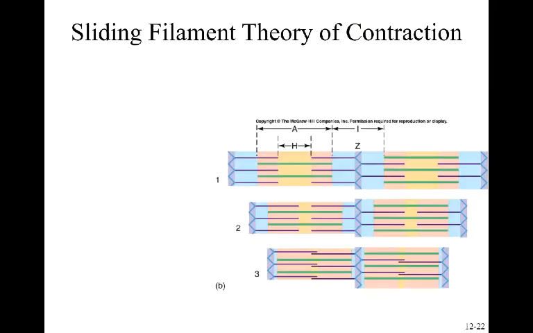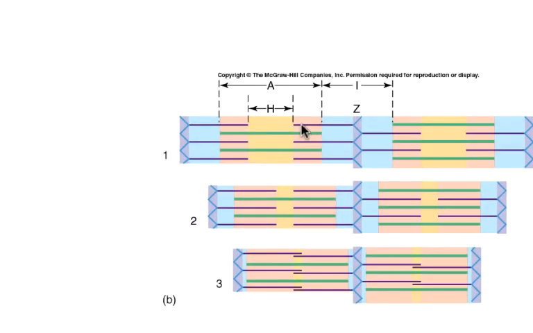Now, let's talk about how a muscle is going to get shortened. When the head of the myosin attaches to actin, that's called contraction. Sometimes contraction happens without shortening. Sometimes contraction is going to cause shortening of the muscle.